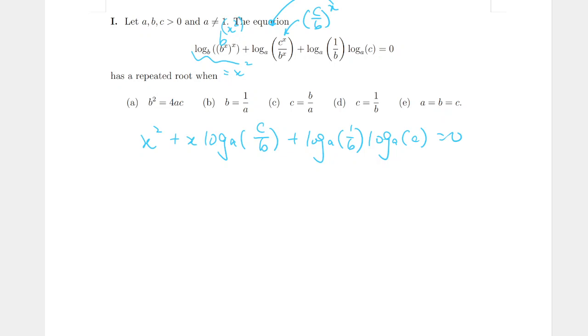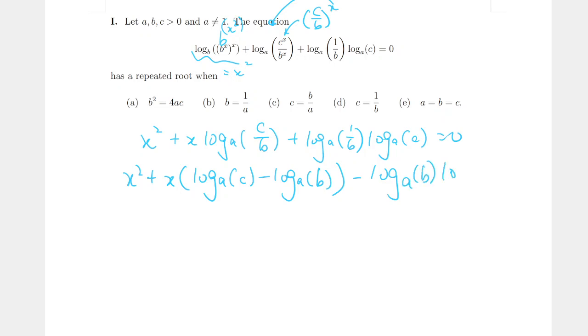Okay, this looks a bit bad still, but we can use some log rules and it goes very nice. So x squared plus x times (log a c minus log a b), because it's division, so you use your log rules. And here, 1 over b, how do I change it to just b? Well, minus, because 1 over b is b to the power negative 1, and the negative 1 comes down. So minus log a b, log a c equals 0.